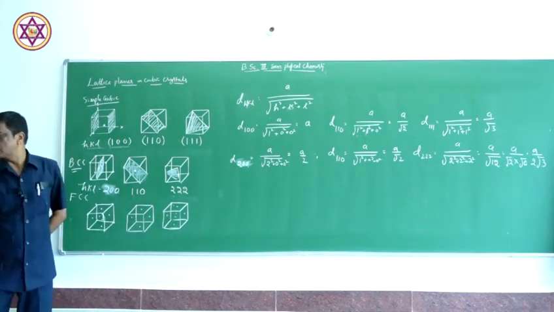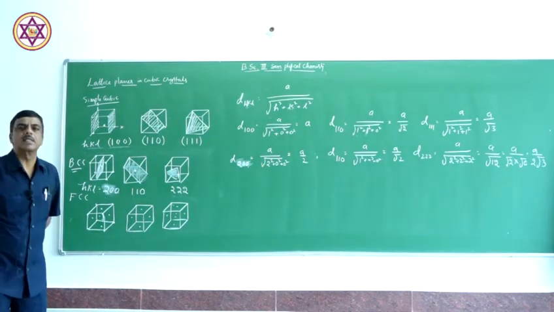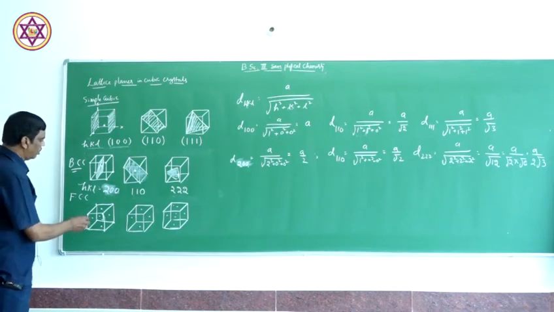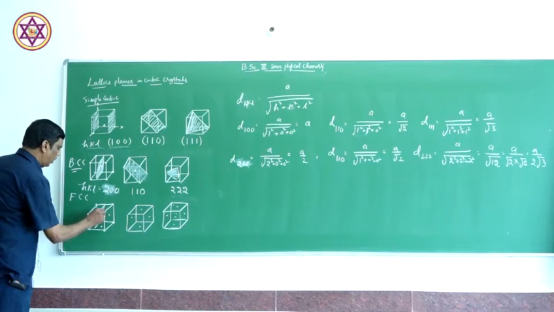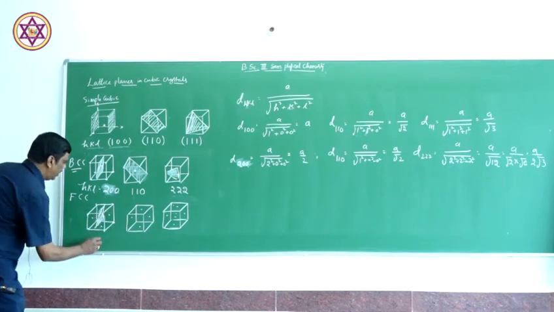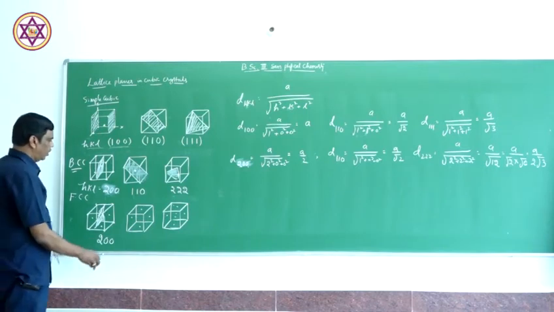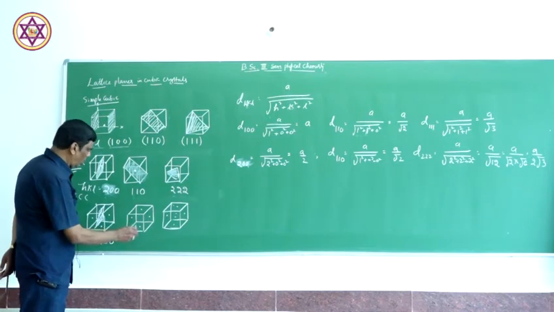These are called face centered cubic lattice. So, here what are the planes possible in case of face centered cubic lattice? Of course, one plane is this. This is the 2, 0, 0 plane. Another one is the 2, 2, 0 plane.